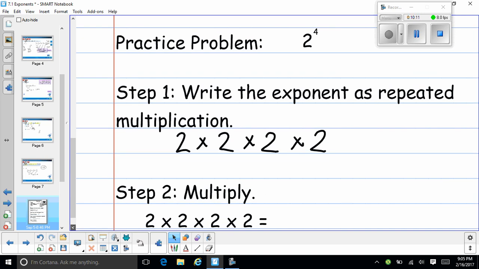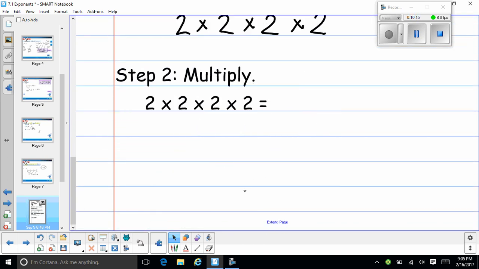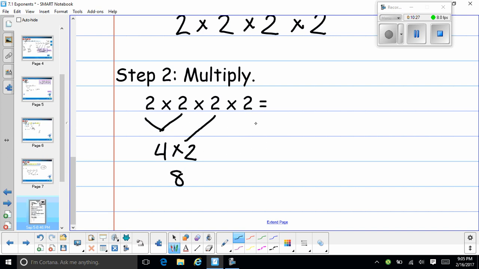Okay, finally, our last step is we just have to multiply in order to find this answer. And so 2 times 2 equals 4. Bring down the next 2. 4 times 2 is 8. And then finally bring down the last 2. 8 times 2 equals 16. And so my answer would be 16.